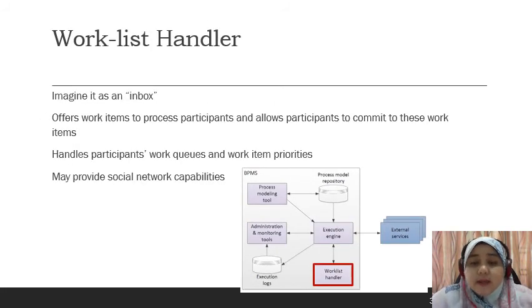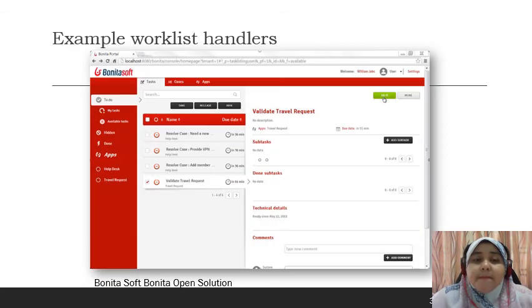Worklist handler pula, it's like an inbox. It's just like your email inbox. It offers work items to process participants and allows participants to commit to this work item. It handles participant work queues and work item priorities. Okay, ini adalah contohnya worklist handler. Yang ni dia pakai tools Bonita Soft Open Solution. Bonita Soft, Bonita Open. Kita tak pakailah Bonita ni. Kita pakai Bizagi. Saya tak tahu dia freeware ke tidak Bonita ni.